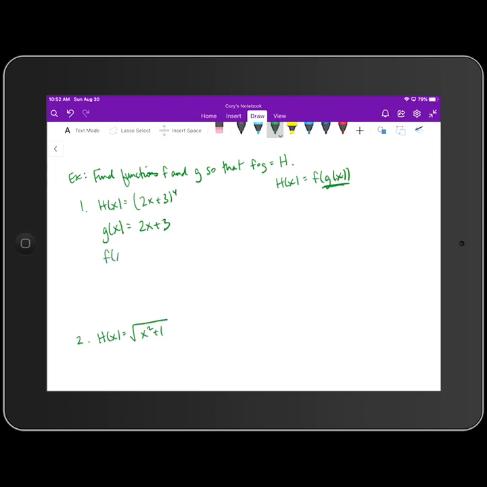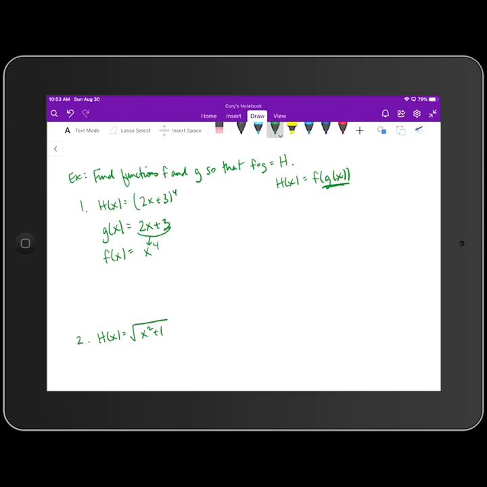What function are we plugging 2x plus 3 in the place of in order to make 2x plus 3 raised to the fourth power? We're going to plug that in the place of x to the fourth power. Because if h is f composed with g, then we're going to take that function g of x and plug it in the place of x wherever we see the function f. Again, that's the most direct, most straightforward, probably best way to look at that composition.